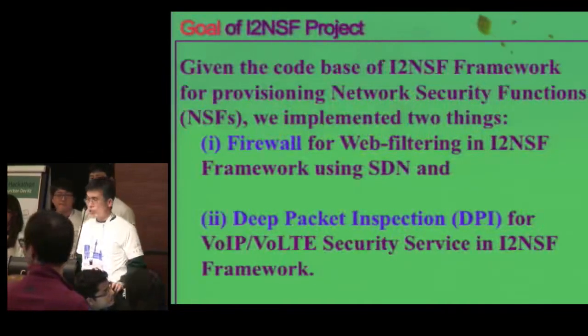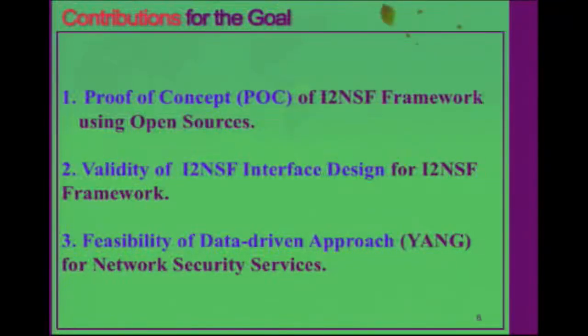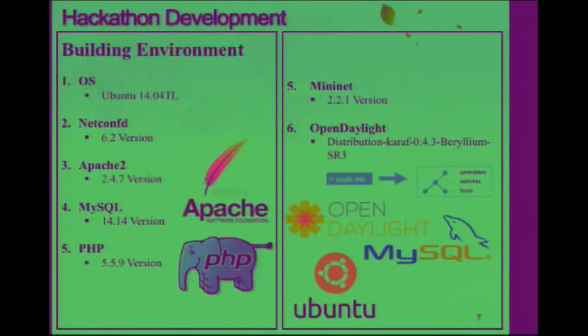So the goal of this hackathon project, given the source code base for the I2NSF framework, was to implement two security services. The first one is a firewall for web filtering. The second one is a DPI service, VoIP and VoLTE security services. The contributions in this project are, first, we proved the concept of the I2NSF framework. The second is the validity of the I2NSF interface design. The third is the feasibility of a data-driven approach using YANG for network security services. We used open source software like this.